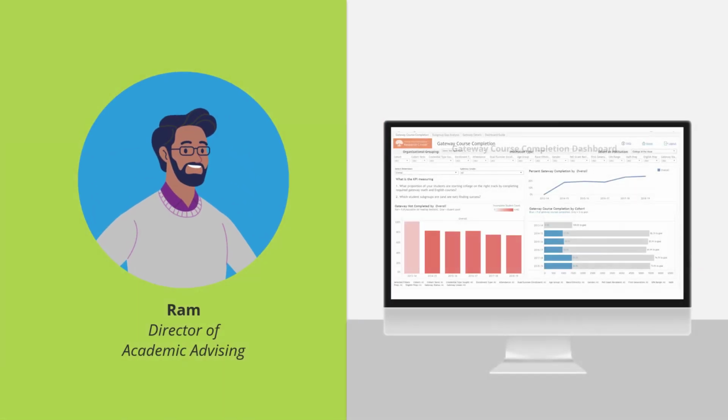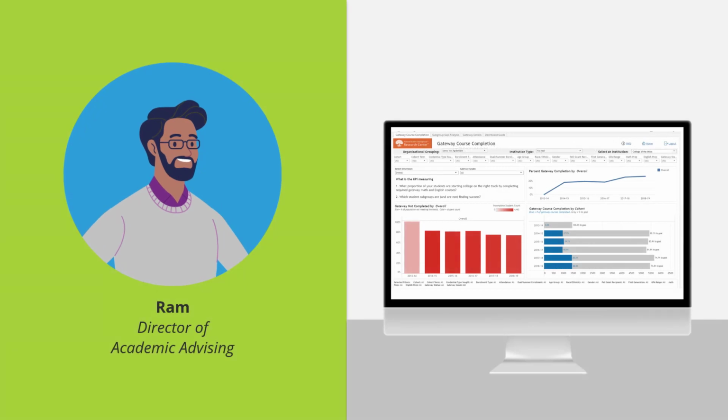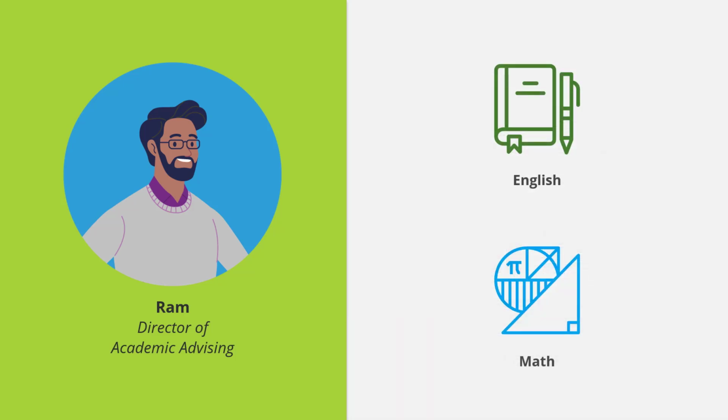Ram, the Director of Academic Advising, regularly uses the Gateway Course Completion Dashboard to better understand student outcomes related to Gateway Course completion in the first year of college. Ram is excited to learn that the Cohort-Level Analysis Ready file identifies individual math and English Gateway courses, which allow the institution to study which courses better contribute to student success.